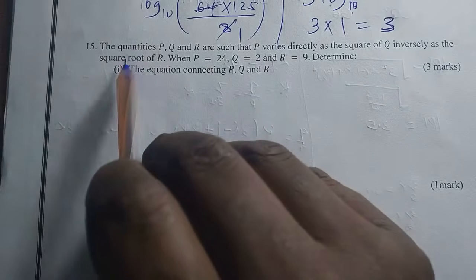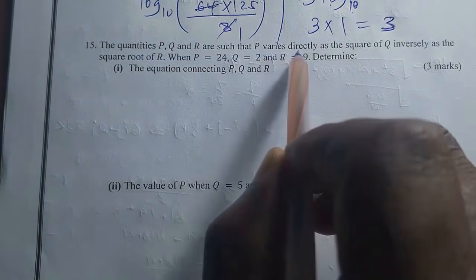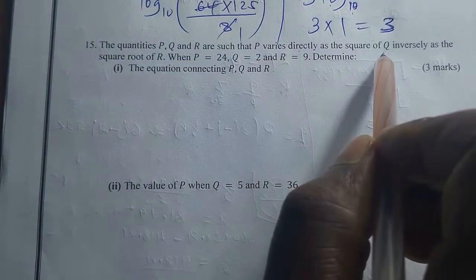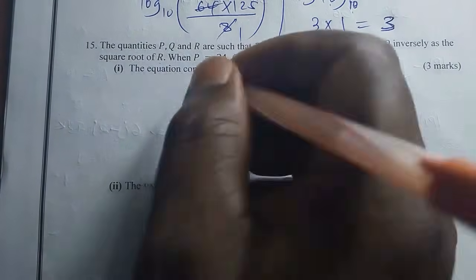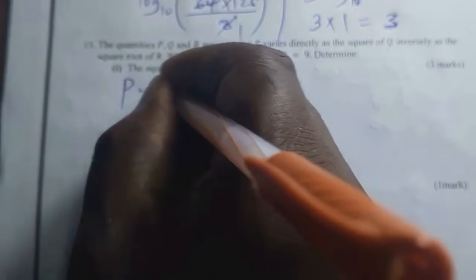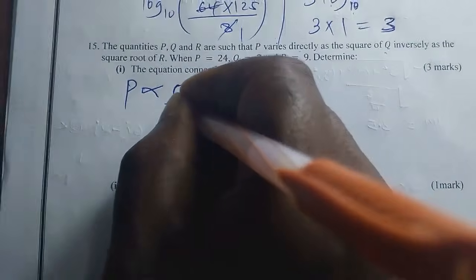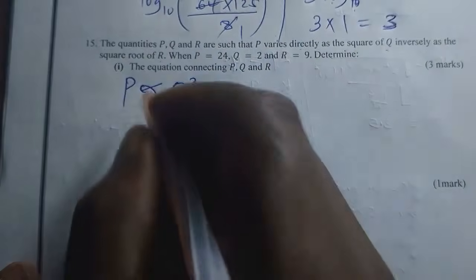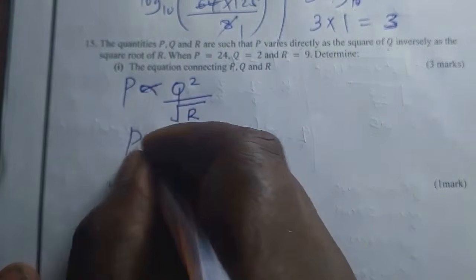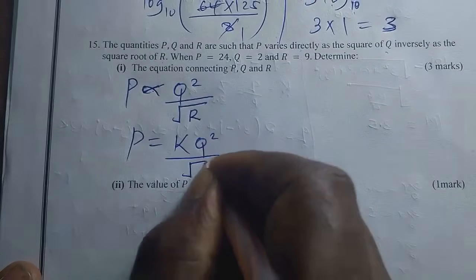The quantities P and Q are such that P varies directly as the square of Q, inversely as the square root of R. So first, P is directly proportional to the square of Q and inversely to the square root of R. Now remove the sign of proportionality. P is equal to K Q squared over the square root of R.